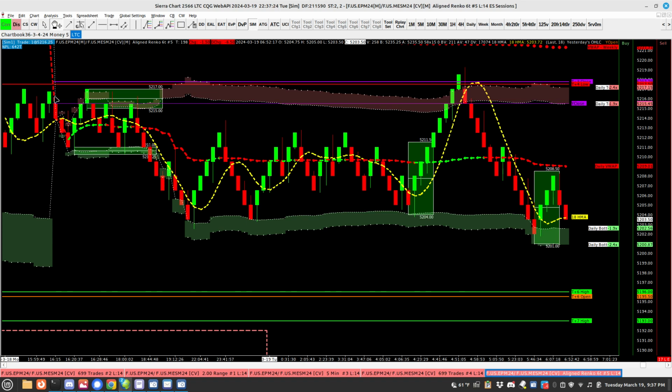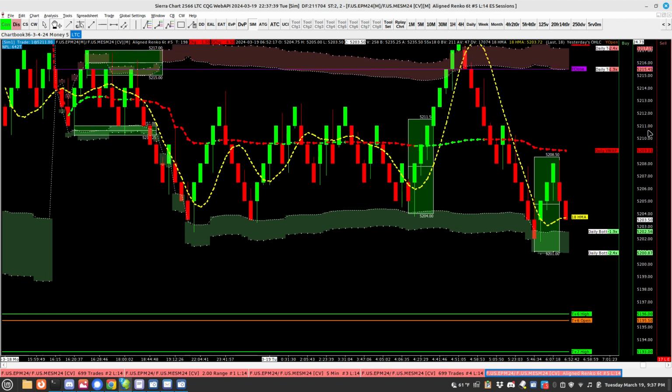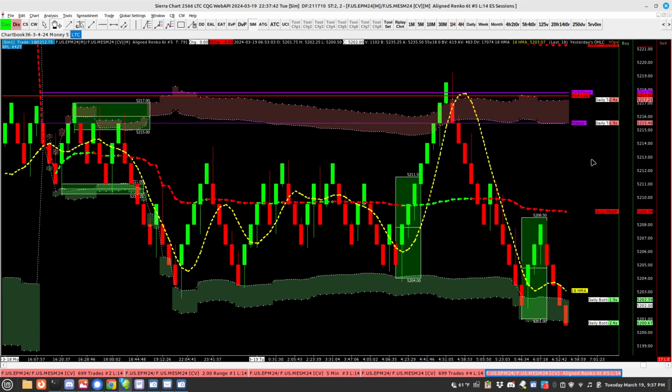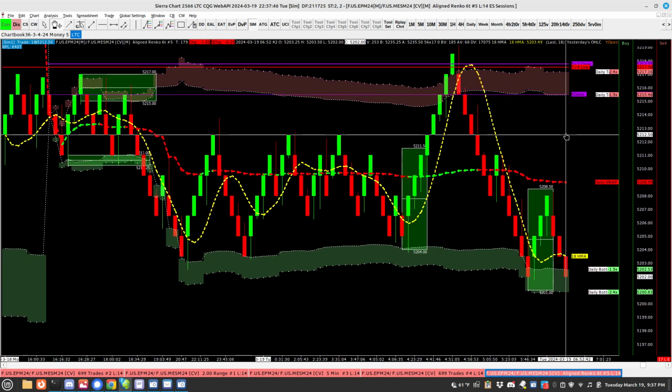But you'll see right here what happened. We came back up here between yesterday's close and that T plus 4 low, right? And you could see that action right there. Here's that T plus 4 low. There's a T plus 3 close. That's the fourth day back. The fourth day back low, the third day back close. Okay.